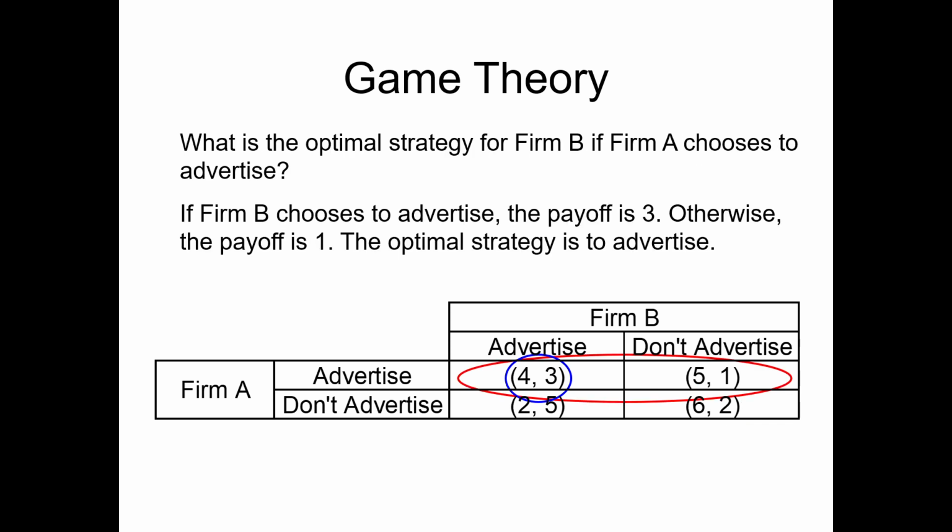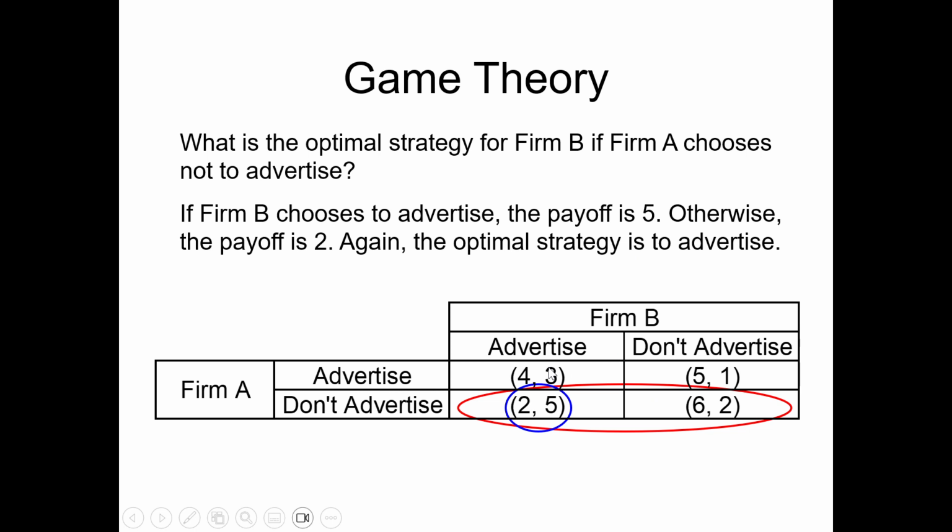And what is the optimal strategy of firm B if firm A chooses to advertise? If firm B chooses to advertise here, the payoff is 3, otherwise the payoff is actually 1. Better it has to advertise here. Same as, what is the optimal strategy of firm B if firm A chooses not to advertise? If firm B chooses to advertise, but firm A chooses not to advertise, the payoff is actually 5. Otherwise, it is actually 2. And better again, the optimal strategy is to advertise here.